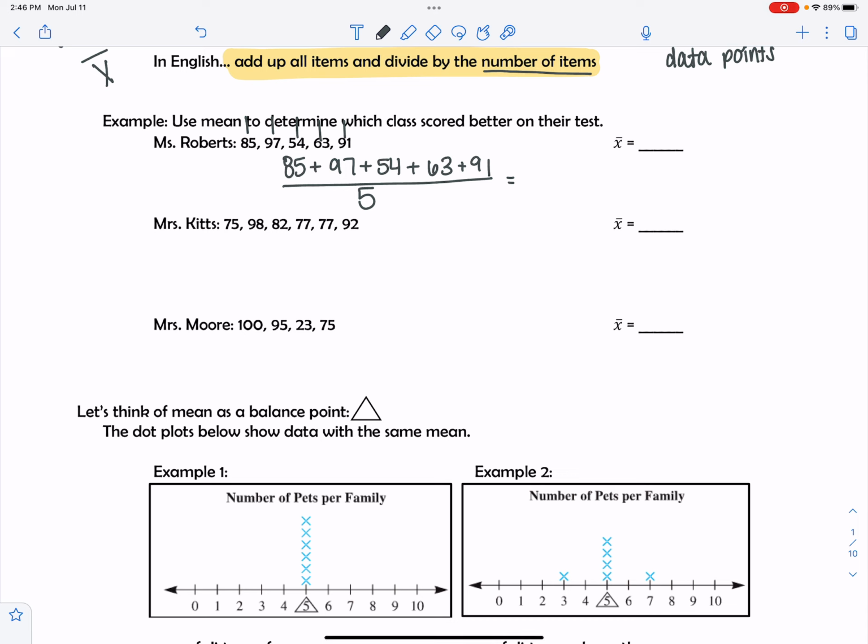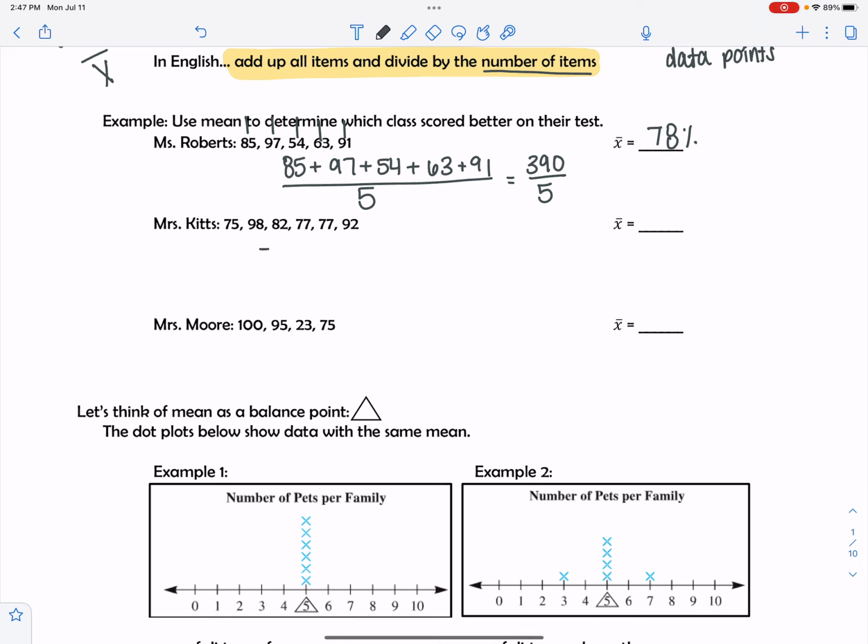Make sure when you type this into your calculator, you do the top and then do the bottom. Don't try and type it in one go. If you do type it in one go, you have to put parentheses around the numerator. But I like to take it in two steps. So I'm going to add up the numerator, and I get 390. And then divide by 5 is going to give me an average of 78% on their test.